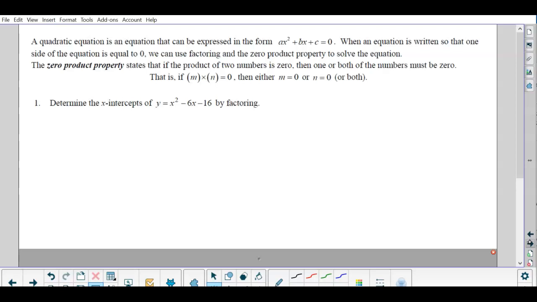So if we can get a quadratic equation down to two factors, and higher degree we're going to do next week, or maybe later this week, get it down to however many factors, then we can solve each factor equal to 0. So this is back to x-intercepts. The x-intercepts of that function are when y is 0. So you put 0 in for y.